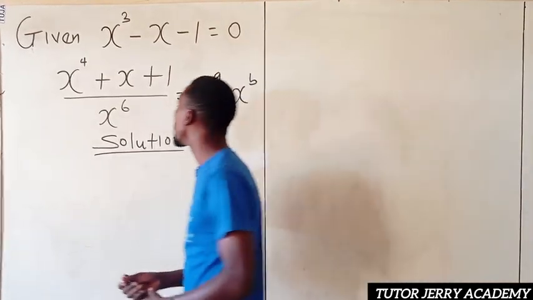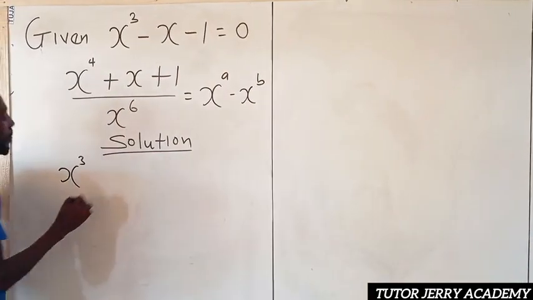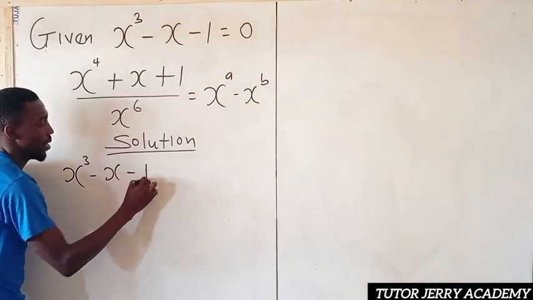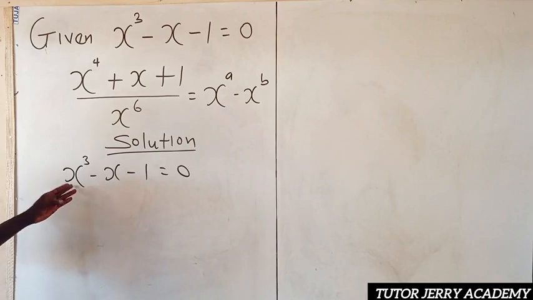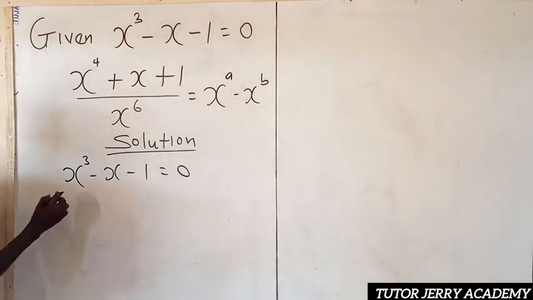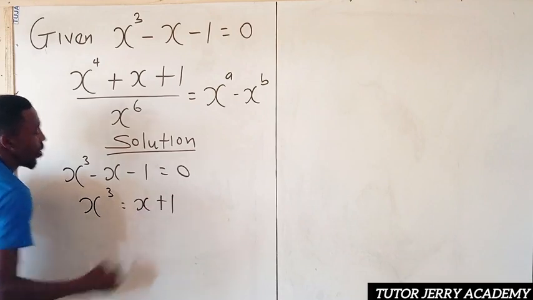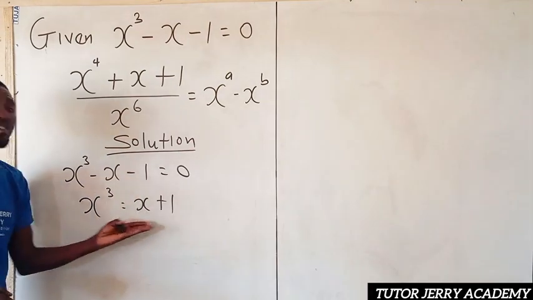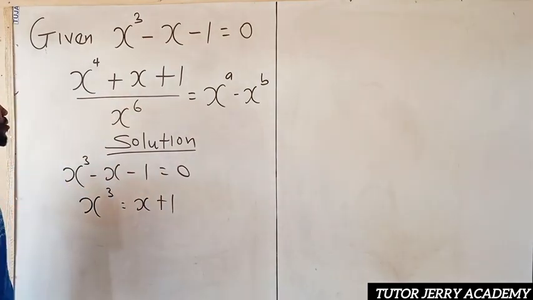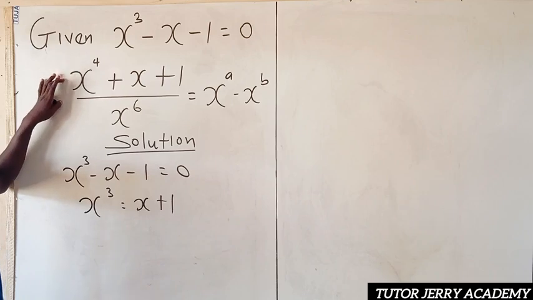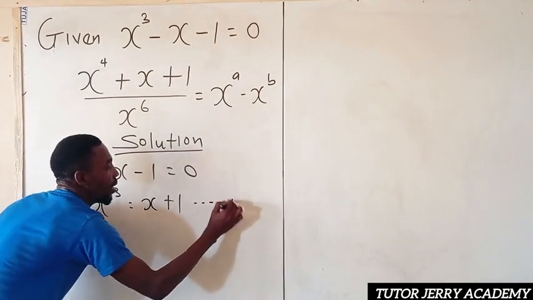Alright, so for us to solve this question, we are given that s to the power of 3 minus s minus 1 is equal to 0. So the first thing I'm going to do here is to make s to the power of 3 the subject of the formula. So it means s to the power of 3 will be equal to s plus 1. So if a is equal to b, b is also equal to a. So s plus 1 is also equal to s to the power of 3. Let's call this equation number 1.